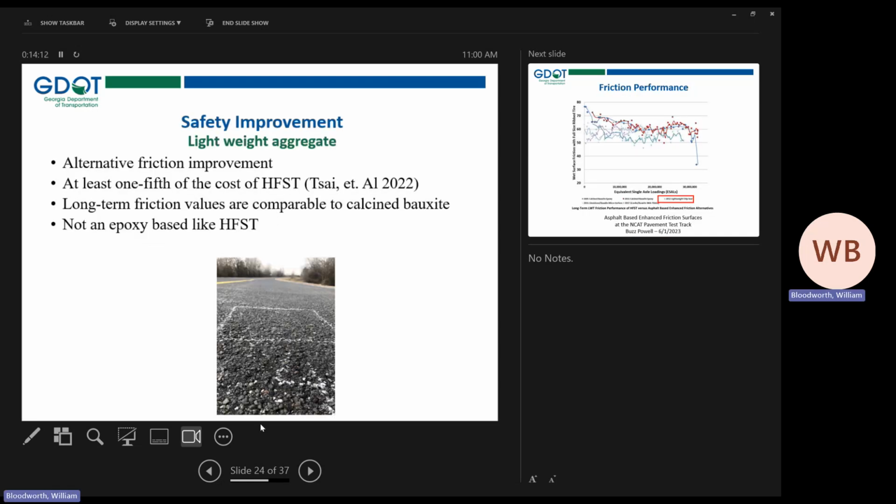So the treatment that we're going to do is the lightweight aggregate, an alternative friction improvement. It's at least one-fifth of the cost of high friction surface treatment. Long-term friction value is comparable to the bauxite that is used in the epoxy, and there's no epoxy base in it as well, so that helps.